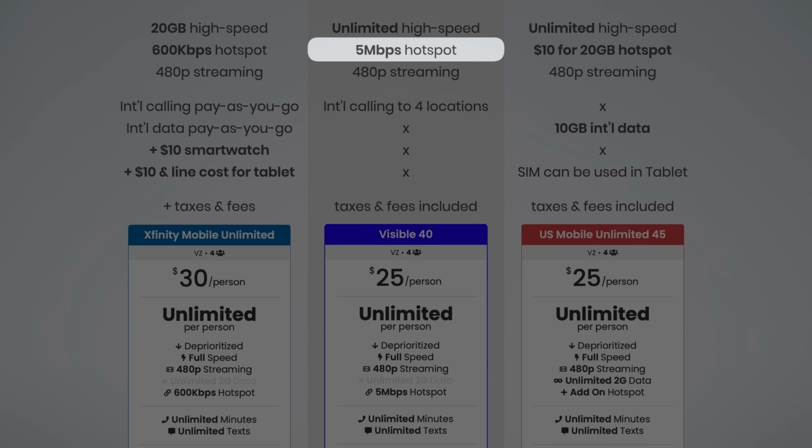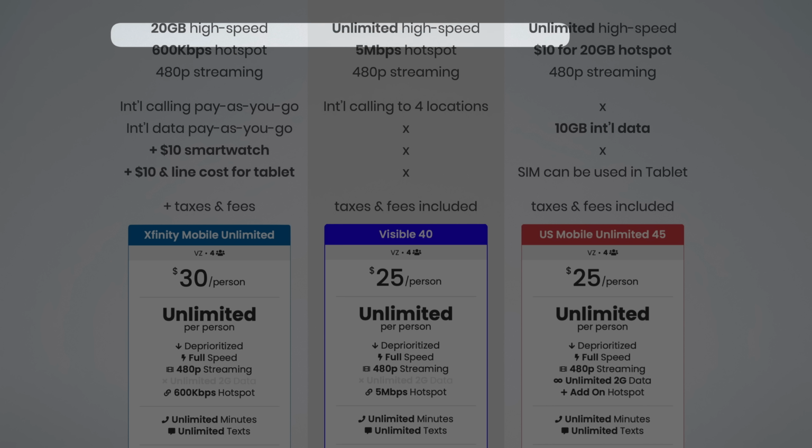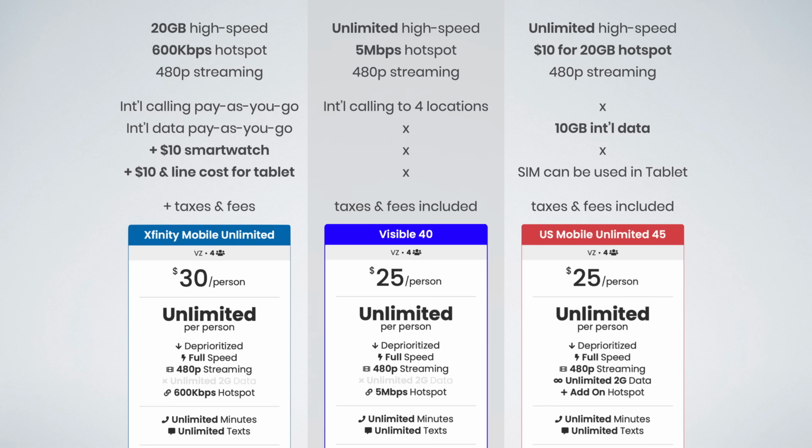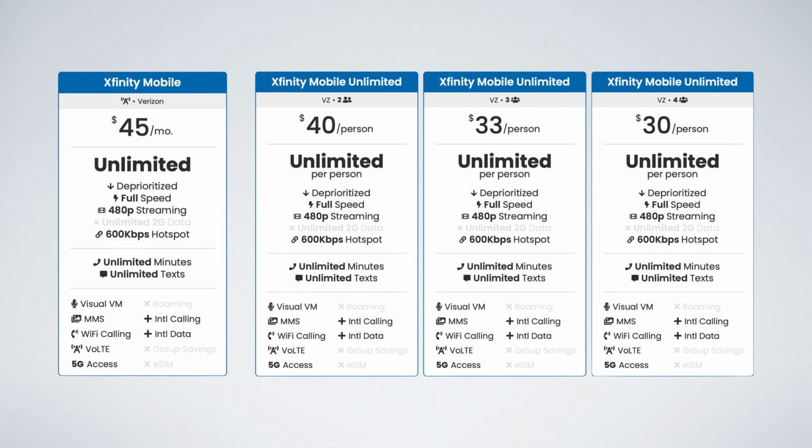For example, Visible includes unlimited hotspot data at 5 megabits per second, compared with Xfinity, which caps hotspot speeds at 600 kilobits per second. And neither Visible nor US Mobile will slow down your data speeds after you use 20 gigabytes. So where does that leave Xfinity Mobile?